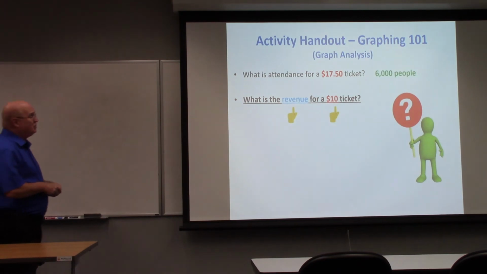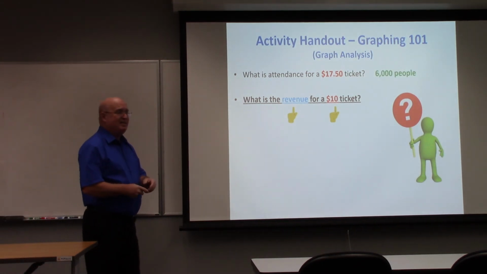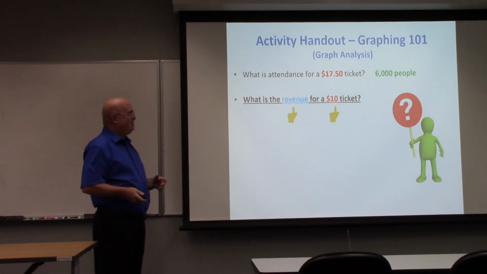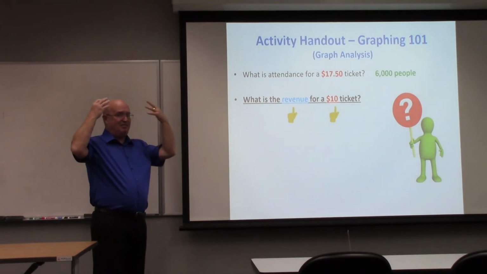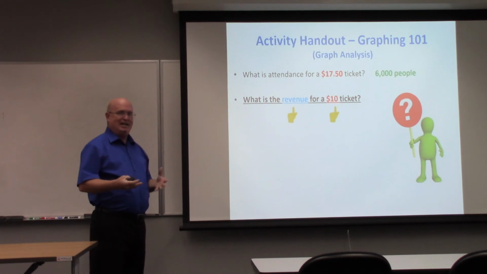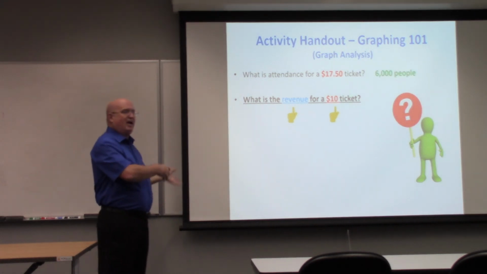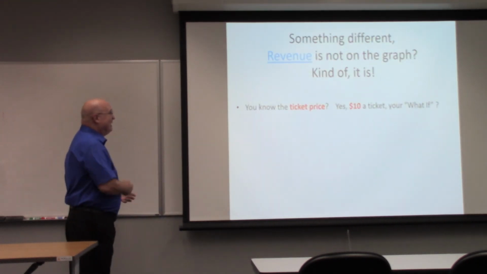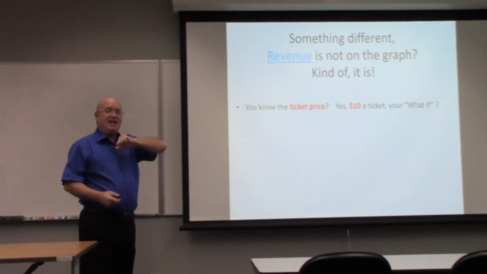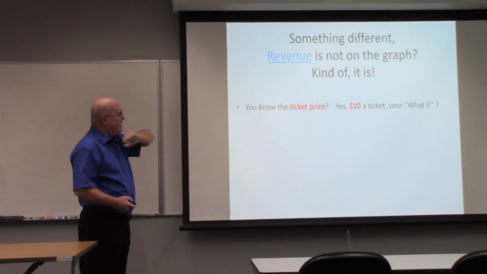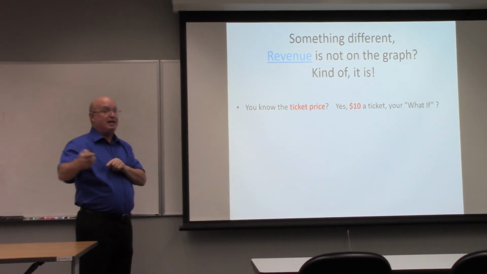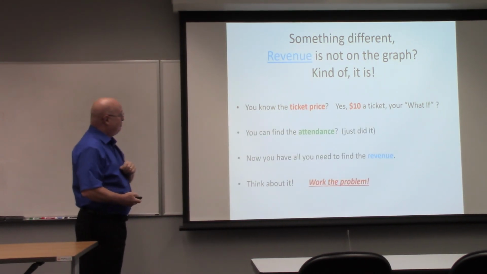Now, right now there's confusion reigning in the ranks out there. Because, well, wait a minute, nothing tells me revenue. Well, here's where you have to start thinking about this a little bit. Here's where we go from 3rd grade to college. Okay? All right. We know what the ticket price is, right? We're saying 10 bucks a ticket. So, boom, at 10 bucks a ticket, how many people are showing up?